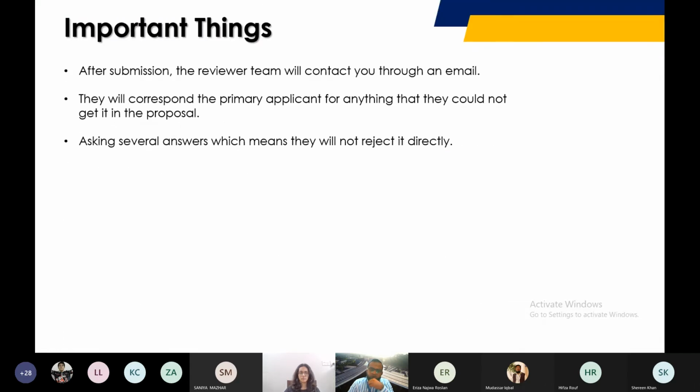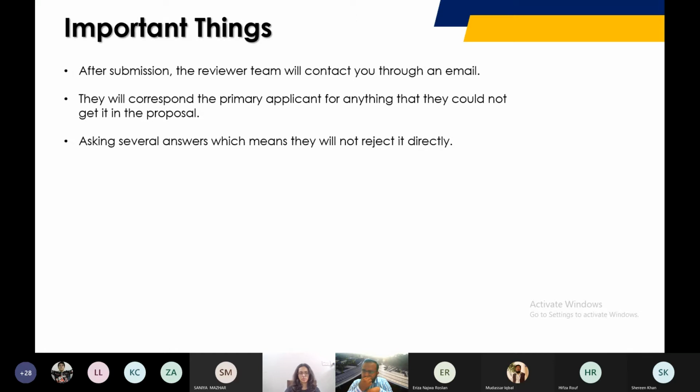Important things: after submission, the reviewer team will contact you. Again, I must say that it's not a boolean way like they accept or reject. No, it's not like that. They will ask you again and again about their queries, about the things that they have not understood from your proposal. Sometimes a person cannot state all the things in the proposal, so they understand better this way.